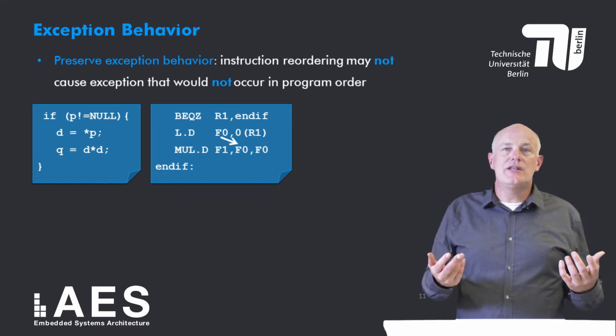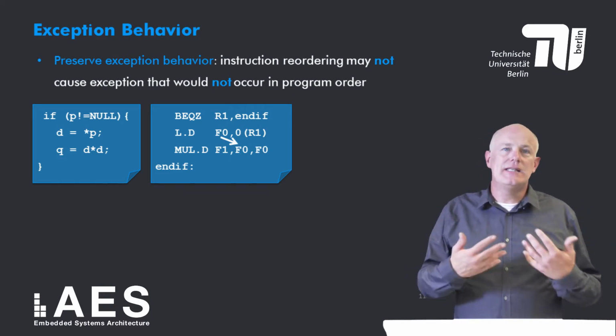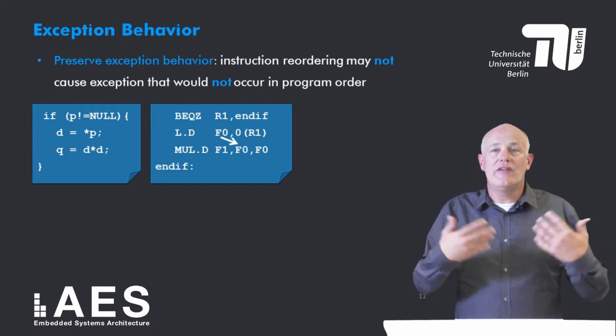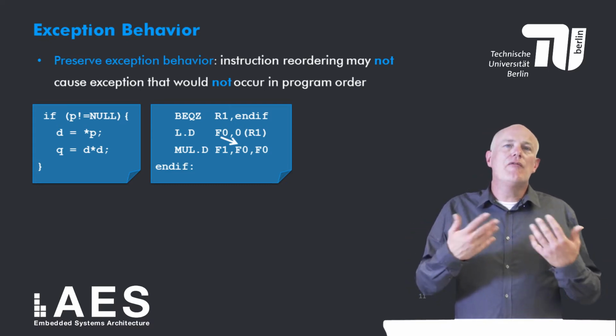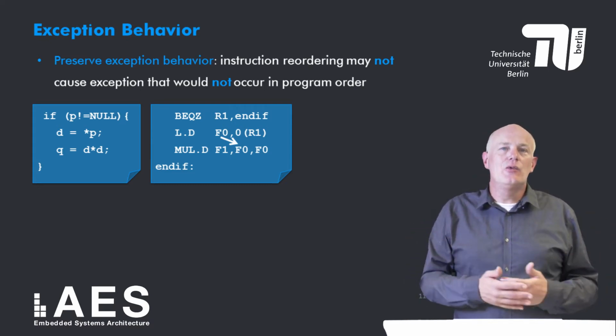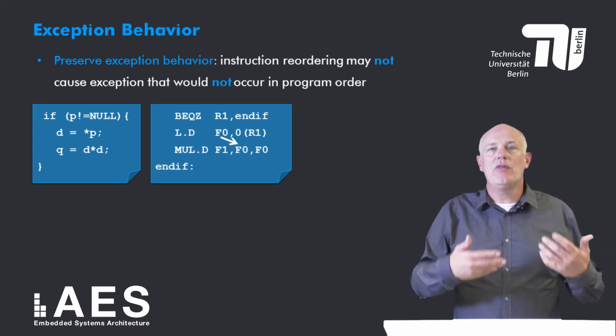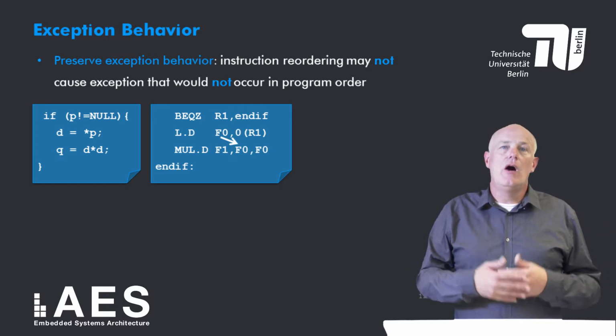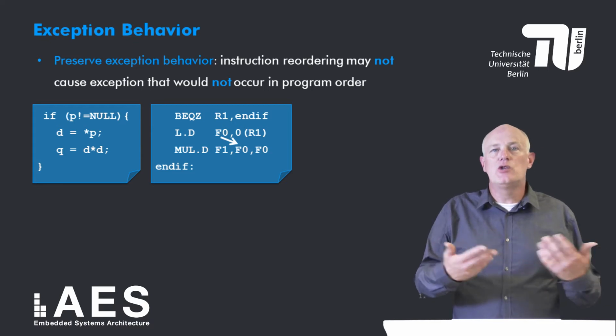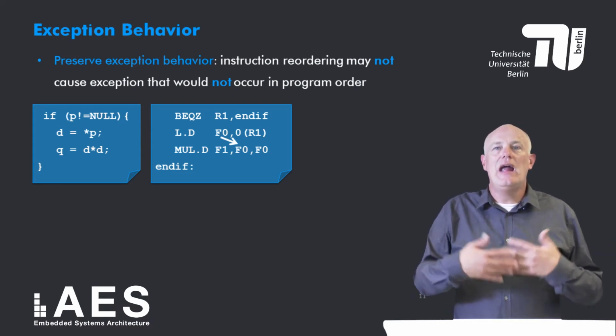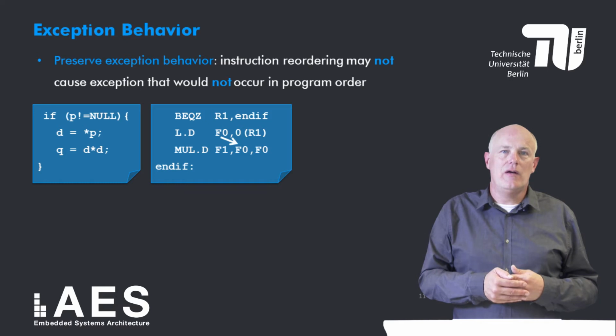First we test if register R1 containing the pointer P is 0. In C the null pointer is indeed null, 0. If R1 equals 0, we branch to the end if label, thereby skipping the then part of the if statement. Otherwise we load the value pointed to by R1 into F0 and then we multiply F0 with itself.